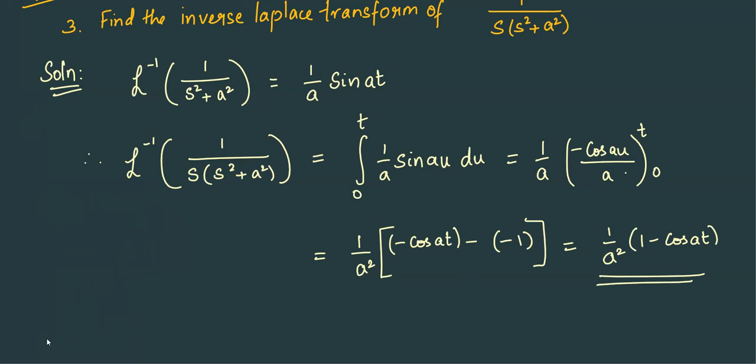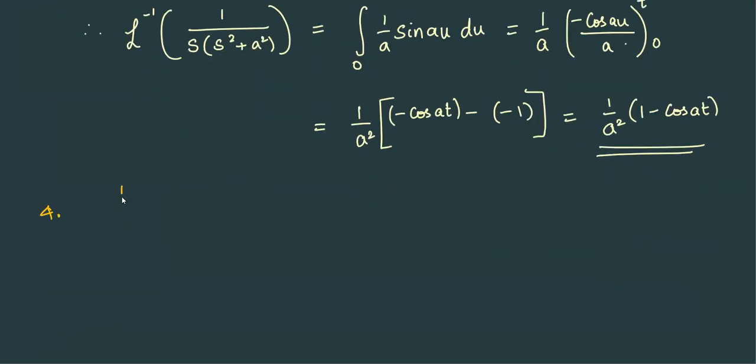Let's do another one. Okay, so find the inverse transform of 1 upon s into s plus a the whole cube. So let us do one by one.